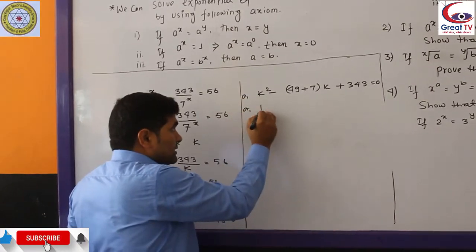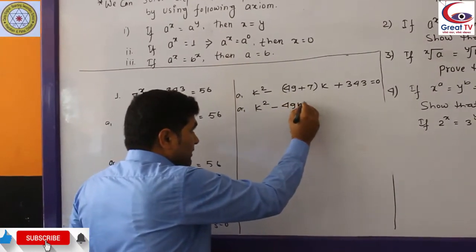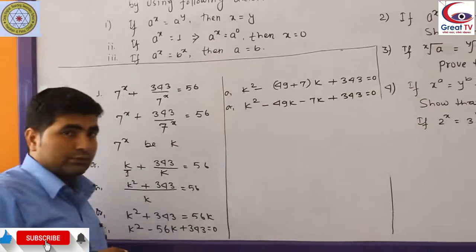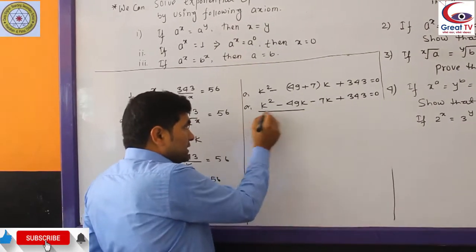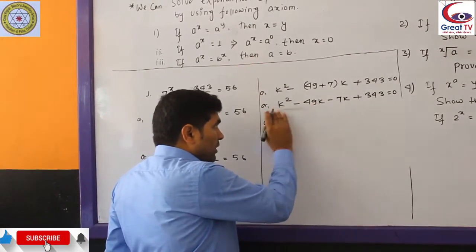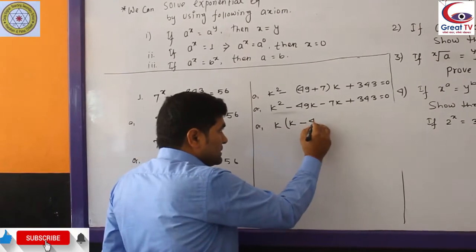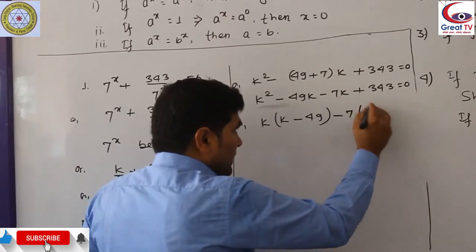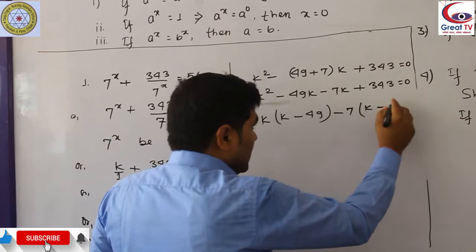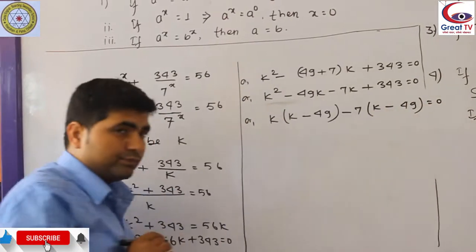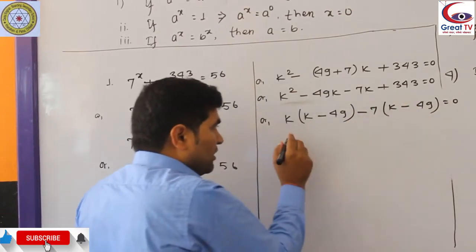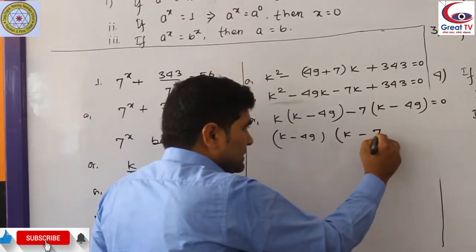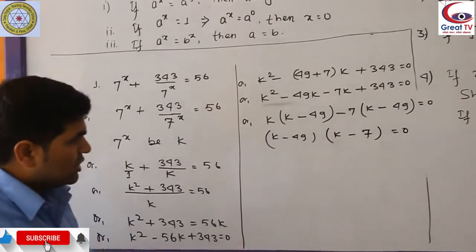Now dear students, k square minus 49k minus 7k plus 343 equal to 0. From the first two terms we can take common k. The remaining first term is k minus 49. From the last two terms also take common minus 7, and on taking common, plus changes to minus. So k minus 49 equal to 0. These two binomial terms again, we can take common k minus 49. The remaining in the first term is k and in the second term 7.